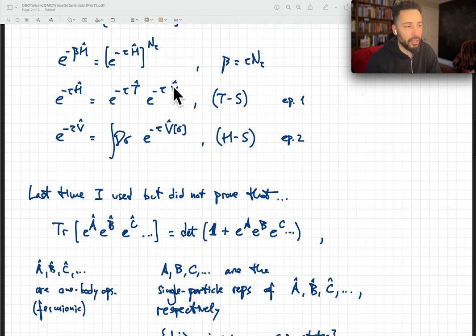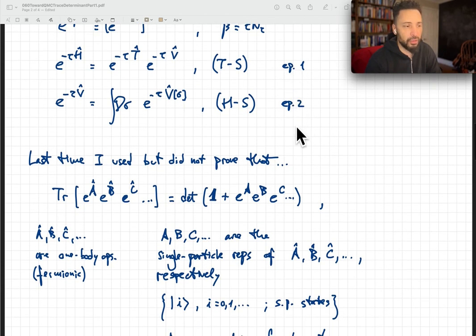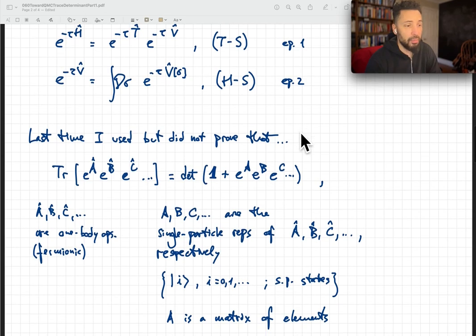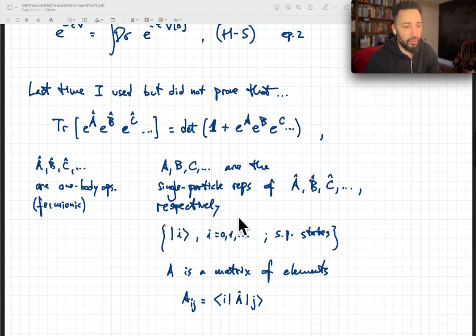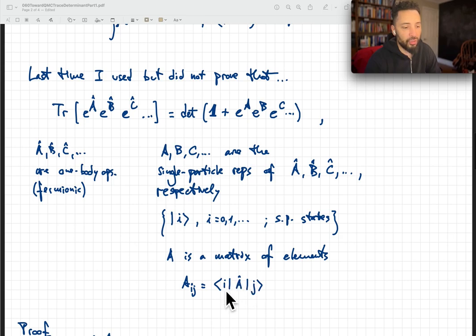Now, last time I introduced all those steps, or at least the last two times I introduced all those steps. Last time was just about Hubbard-Stratonovich, but at the end of that discussion, I used but did not prove that the Fock trace, the grand canonical trace of e to the A, e to the B, e to the C, where all these are one-body operators, is the determinant of 1 plus the exponential of the single particle representation of those operators. So here A, B, and C are the single particle representations of the operators A, B, C, etc. respectively. What that means is that if we specify a single particle basis, a basis of single particle states, then A is a matrix of elements A_ij, sandwiching the operator A between states i and j.